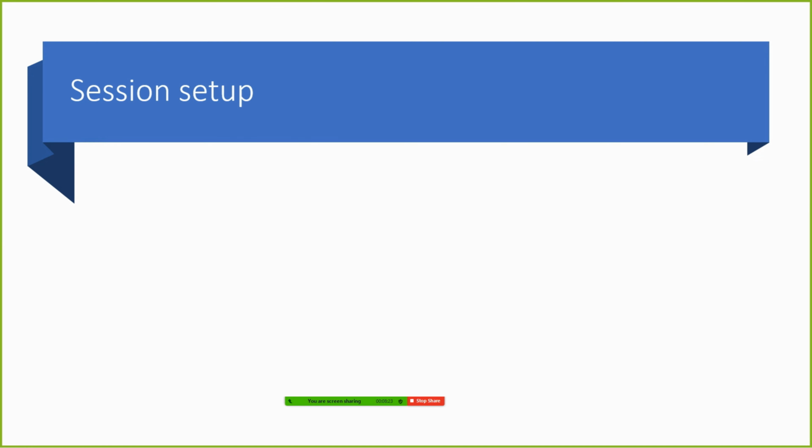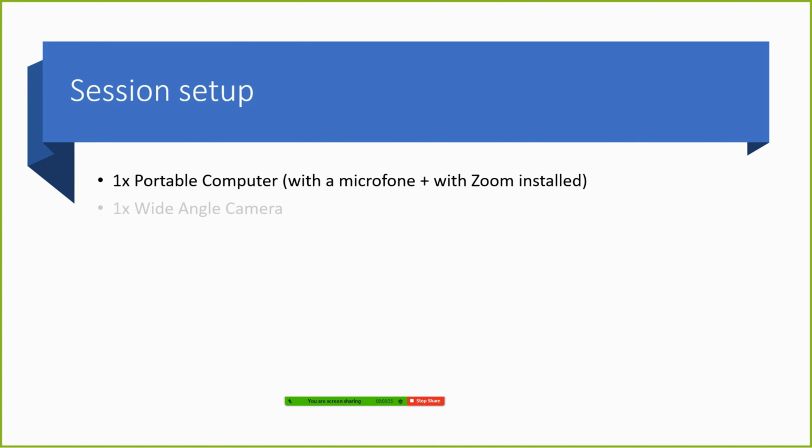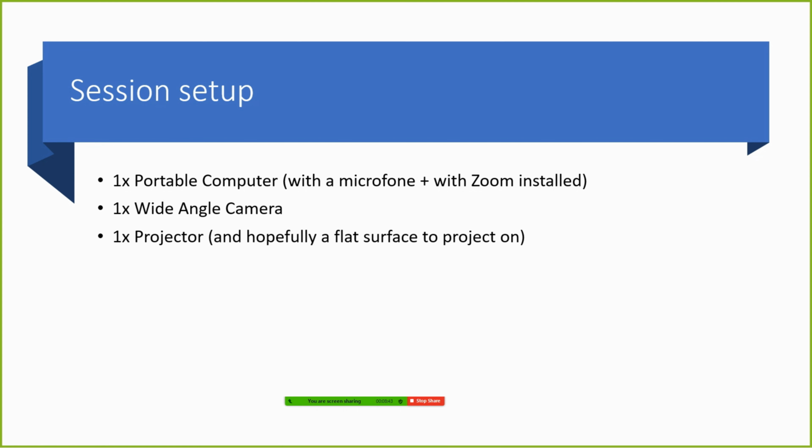Let's look at what we need for the session setup, at least for Invicta. We need a portable computer with a microphone and Zoom installed. Here, a camera wasn't necessary because we have a wide-angle camera, and this is the camera that looks towards the stage. Then a projector, like most clubs already have, hopefully with a flat surface to project on. And last but not least, a wireless mouse or mousepad, so that the Zoom master has the flexibility of not being glued to the computer, so they can be further away and do everything they need to do, and we'll get into what that is.